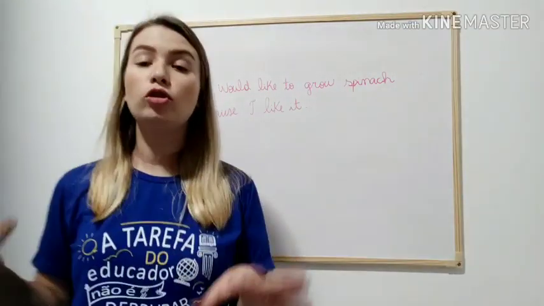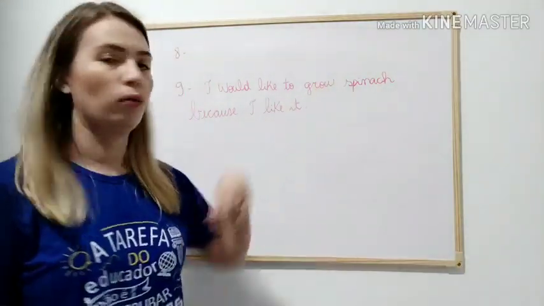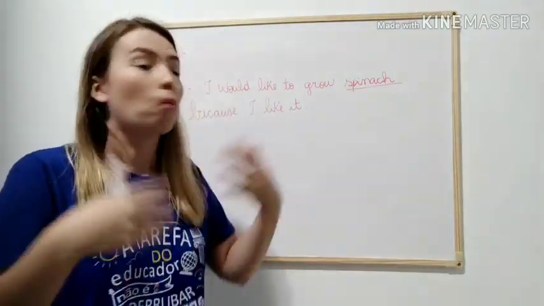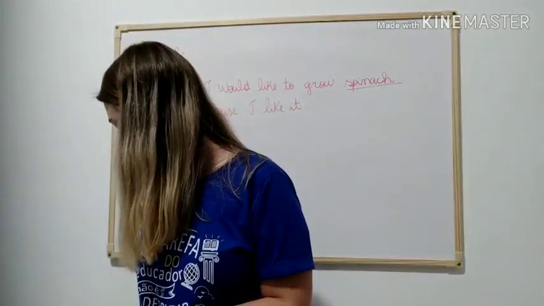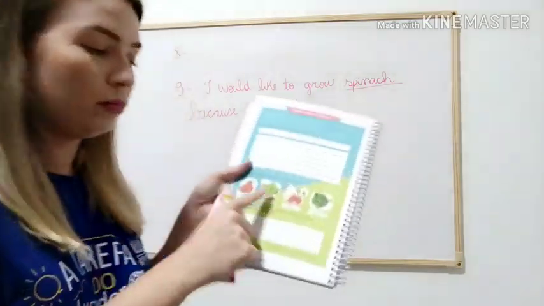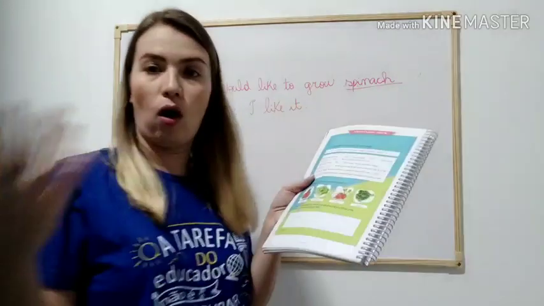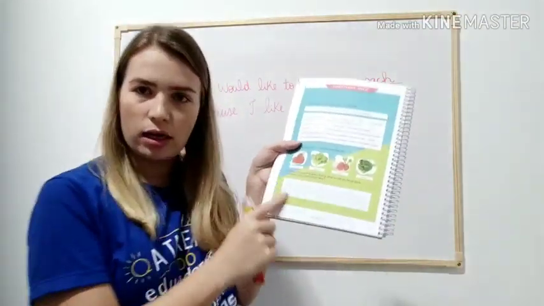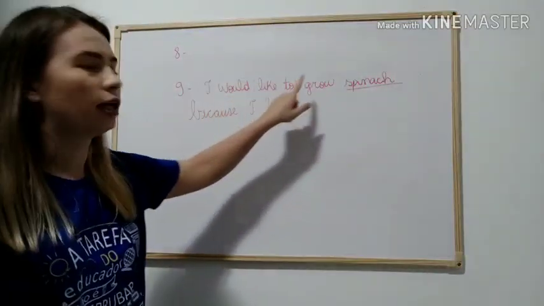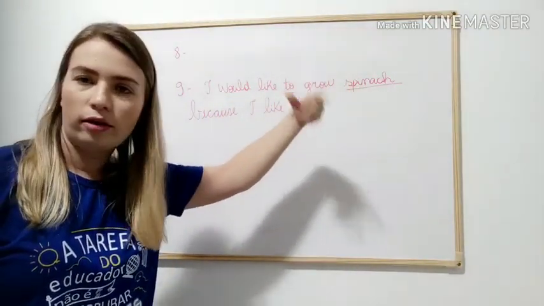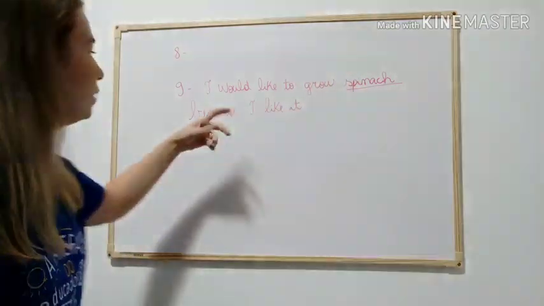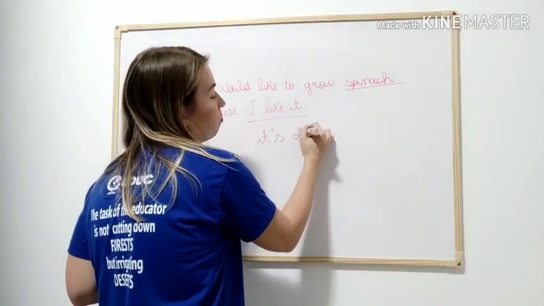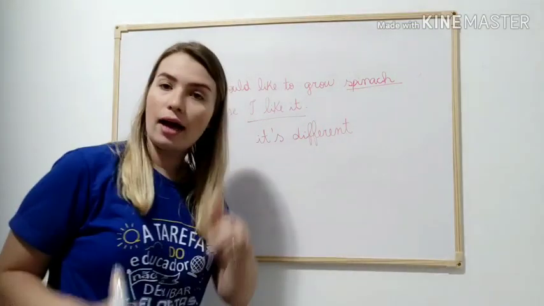Okay? So, you decide. What would you like to grow, to plant in your house? Spinach? Tomato? Lettuce? Or radish? You have to choose one from this, okay? Or tomatoes, or lettuce, or radish, or spinach. One, and you write it here, okay? I would like to grow spinach, tomatoes, lettuce, or radish. Because I like it. Or because it's different. It can be too. Okay, guys?